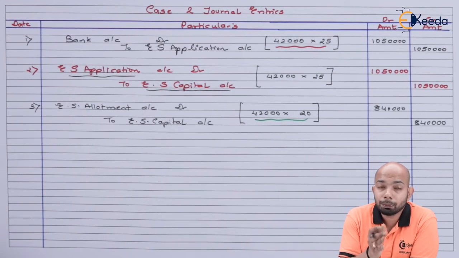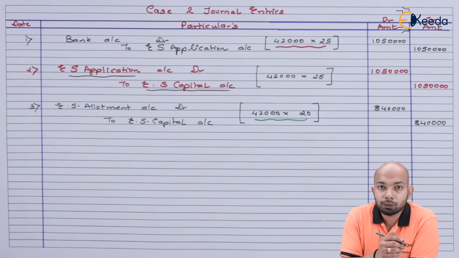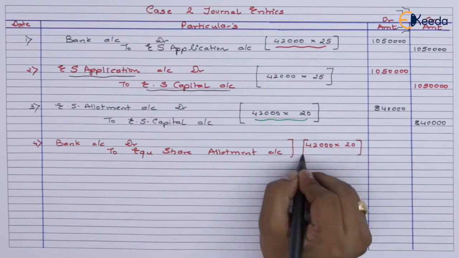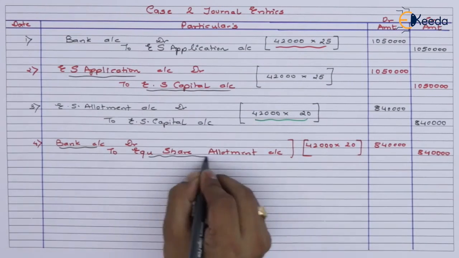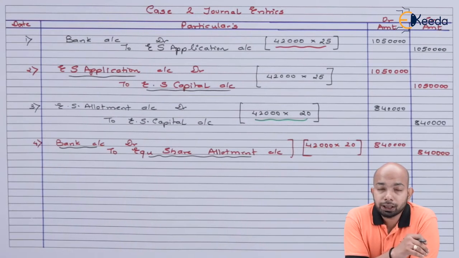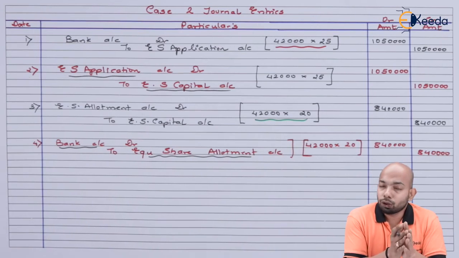So the entry that we will be passing for the receipt in case of that part is bank account debit to equity share allotment account. So the entry that has been passed here is bank account debit to equity share allotment account. And after this, we close the receipt of allotment here.